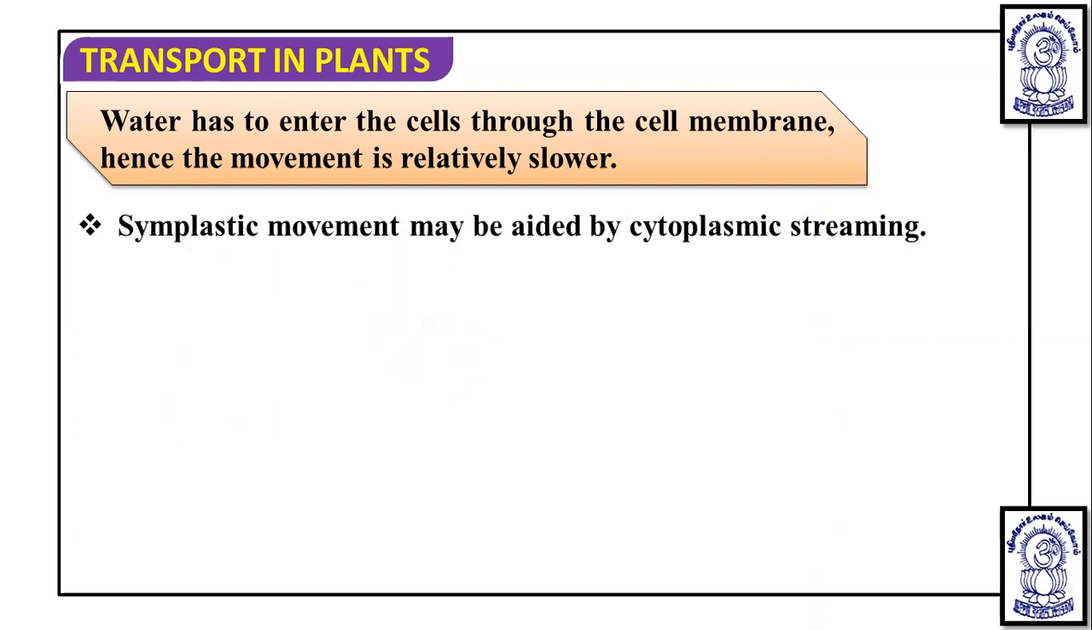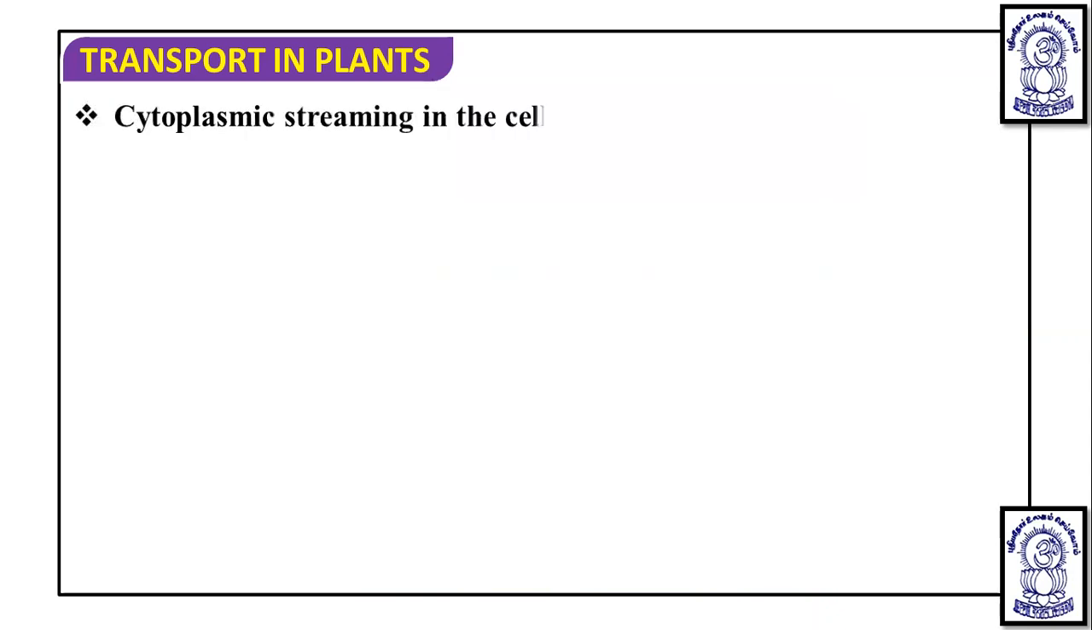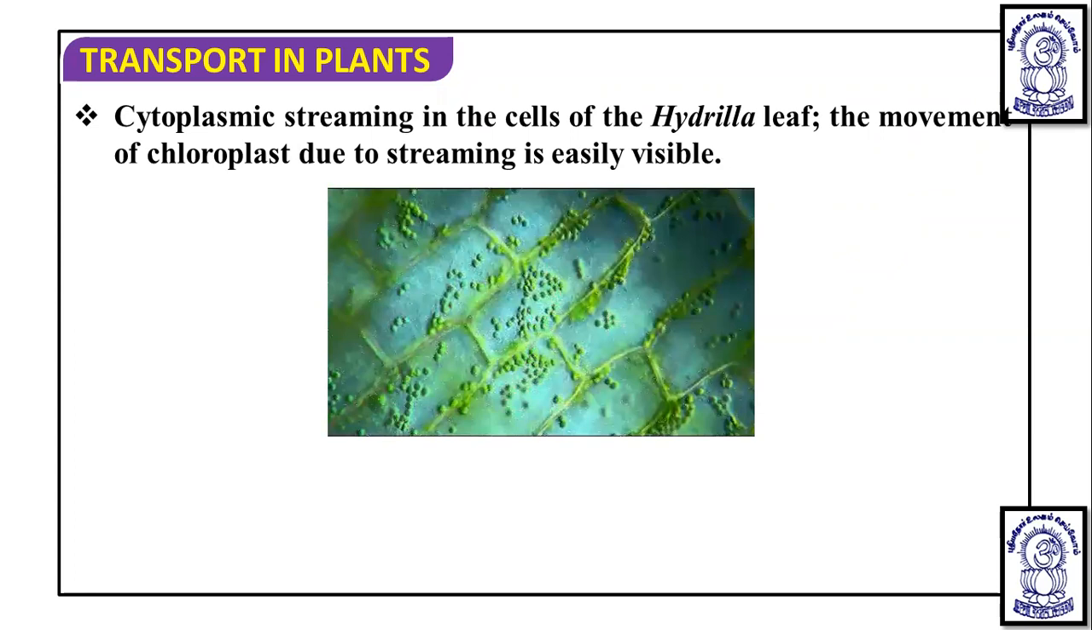Symplastic movement may be aided by cytoplasmic streaming, that is, the movement of cytoplasm or cyclosis also helps in the symplastic movement. It also provides a push. So cytoplasmic streaming or cyclosis in the cells of a Hydrilla leaf, the movement of chloroplasts due to the streaming is easily visible. You can see here these are the chloroplasts which are moving in the cytoplasm.